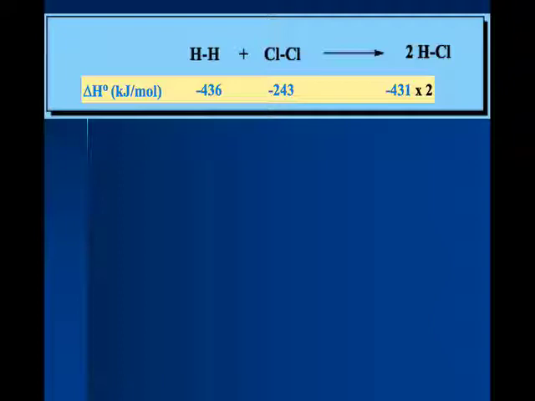Now, if you look at the bond dissociation enthalpies on those tables, you'll see that to break the hydrogen-hydrogen bond would be 436. To break the chlorine-chlorine bond would be 243. And the energy that you get out of forming the hydrogen-chlorine bonds would be 431. But you'd get twice that because you get 2 moles, right?